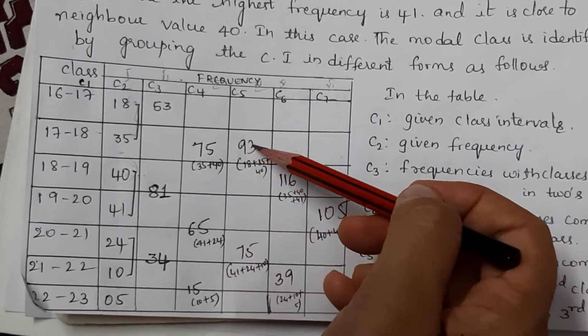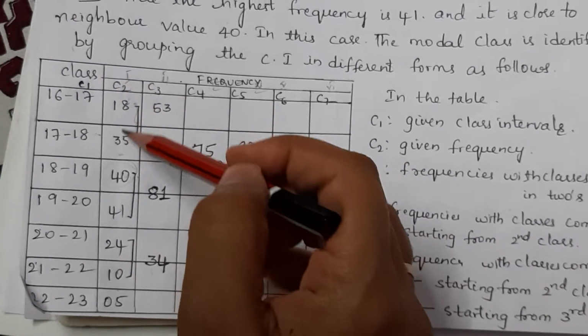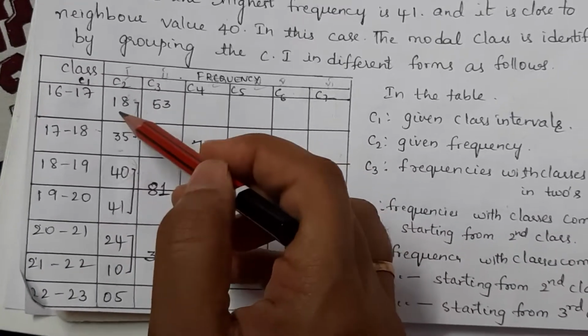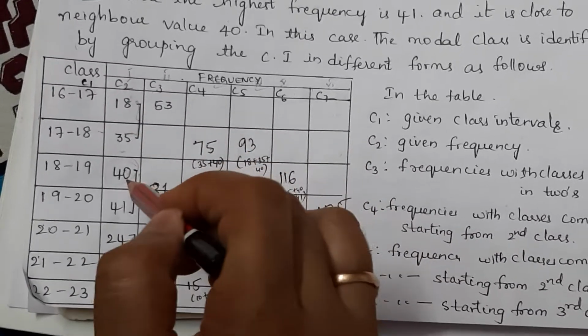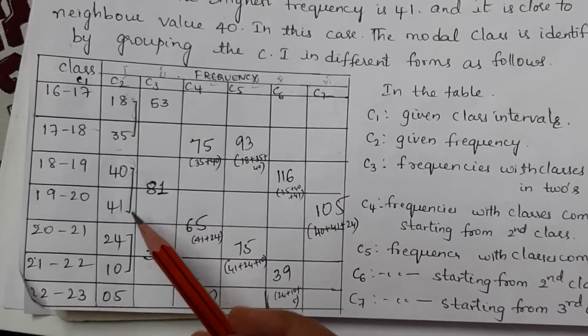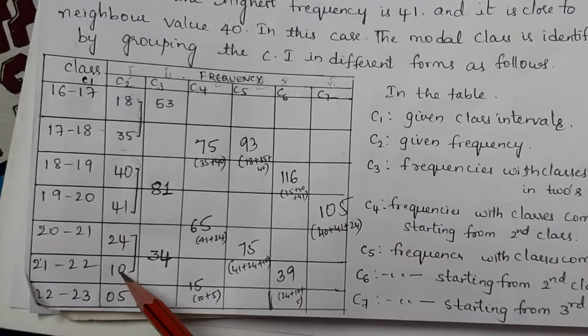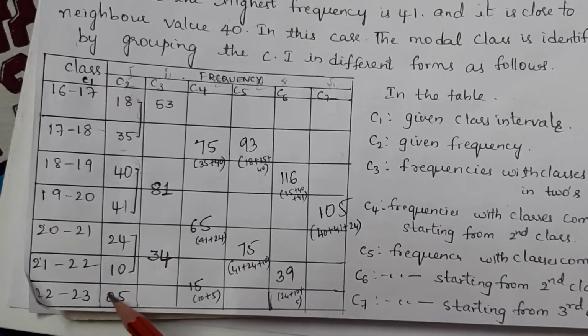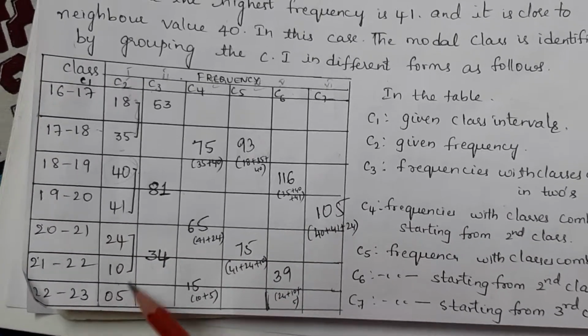The next column is obtained by adding 3 values of the given frequencies. 18 plus 35 plus 40 gives me 93. Then 41 plus 24 plus 10 gives me 75. Then we will leave this value because we have only one value.